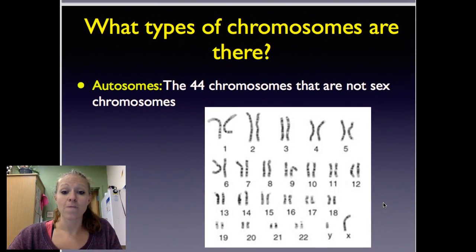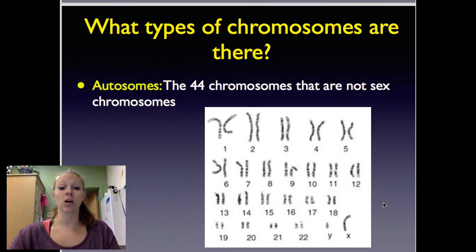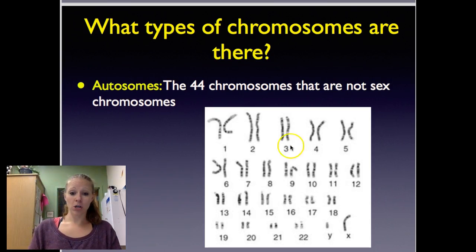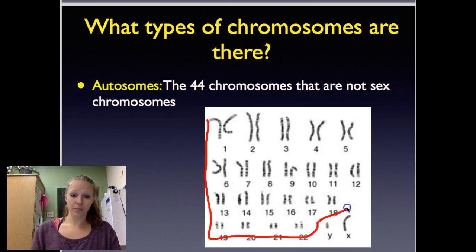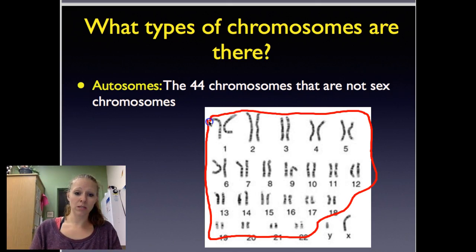There are 44 chromosomes that are not sex chromosomes. These are autosomes. Let me turn on my pen so I can show you. So these are the autosomes. Autosomes just means the chromosomes that are not sex chromosomes.